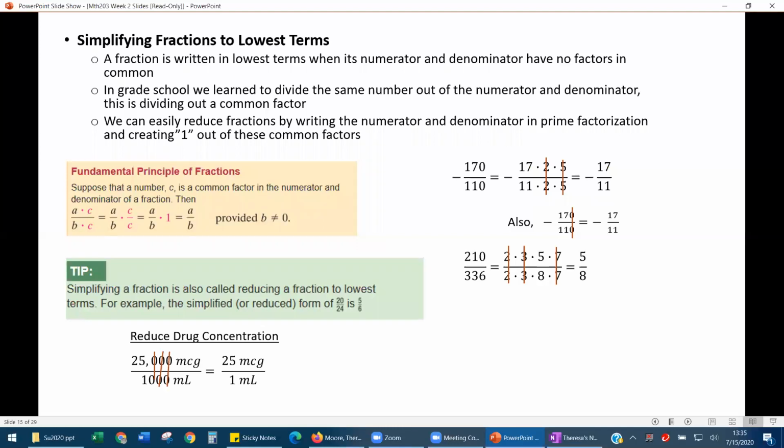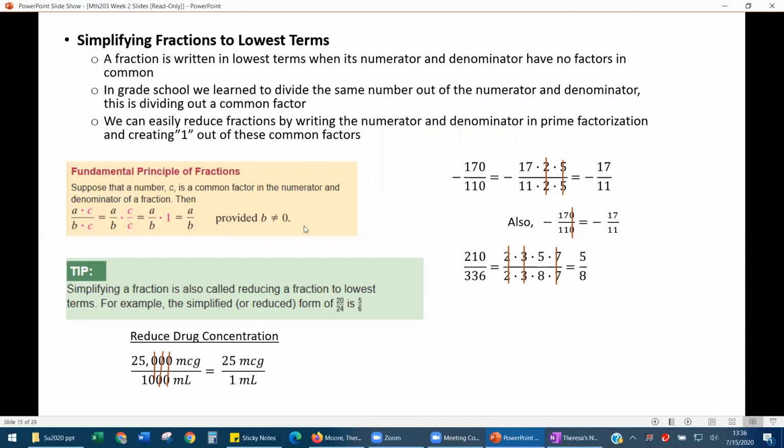So simplifying fractions to lowest terms. We kind of talked about it a little bit. We have to divide the same number out of the top and bottom. And we're able to do that because that number is a factor of both the top and bottom. And dividing the same factor out of the top and bottom is kind of taking a 1 out. So you're changing the look of the fraction, but you're not actually changing the value.